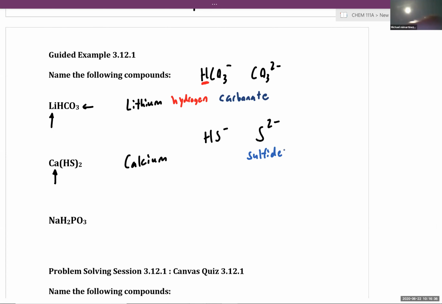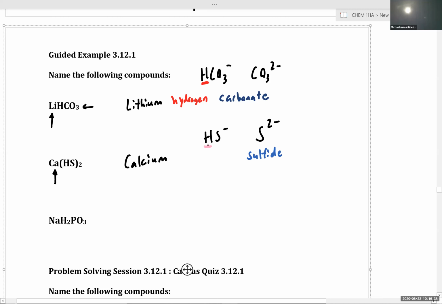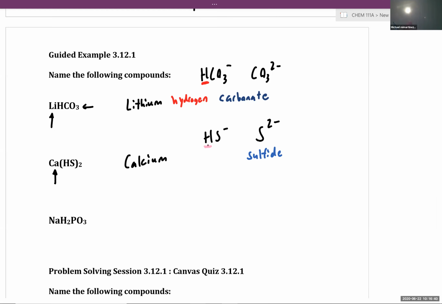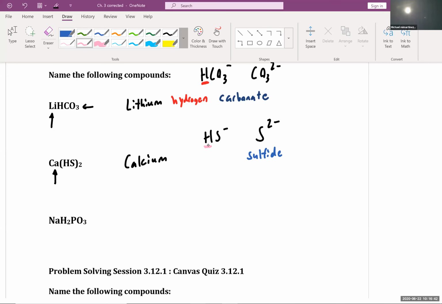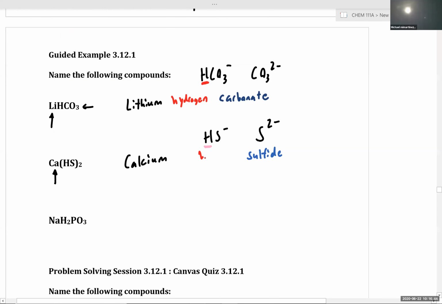And since we have a hydrogen appended to our polyatomic ion, instead of calling it sulfide, we'd call it calcium hydrogen sulfide.